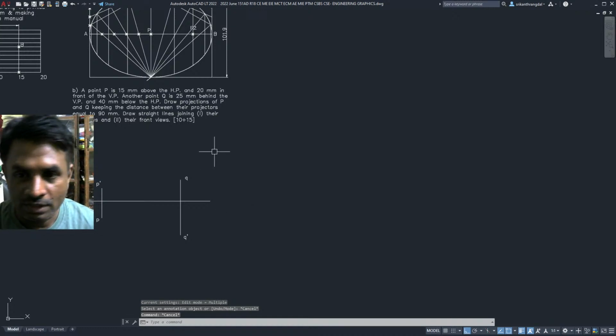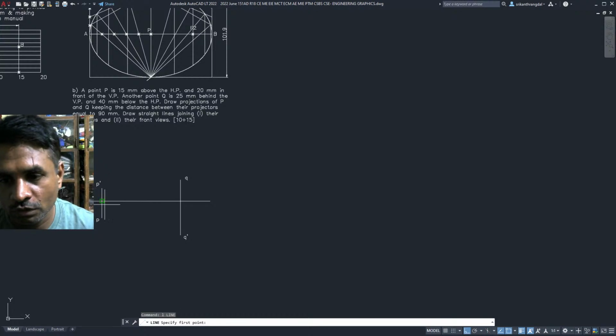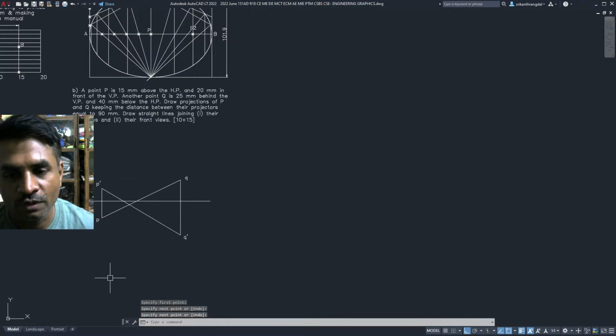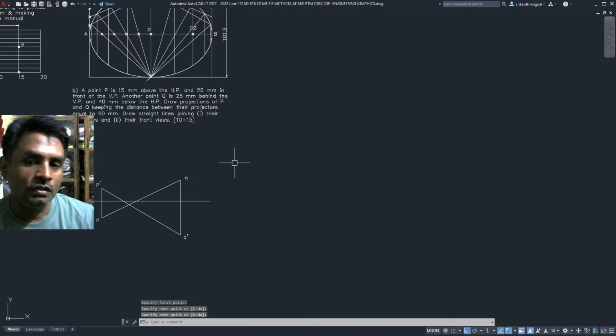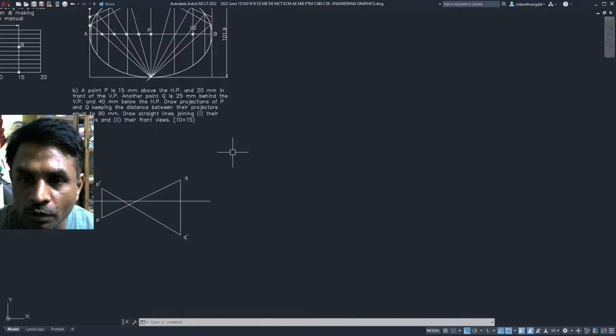And now finally, the question is asking us to join the top views. So this is the top view of point P, and this is the top view of point Q. Coming to the front views, this is the front view of point P, and this is the front view of the point Q. So this is our solution. This is our solution to the problem.